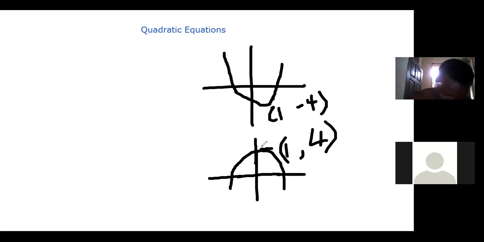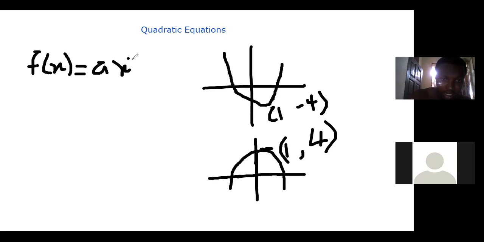That is it. Now, so we have this. We are saying the quadratic equation is of the form, you write this in your book, ax squared plus bx plus c, where a, b, c are constants. Now they are constants, but they are also coefficients.